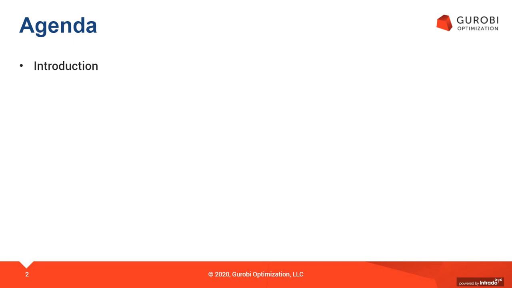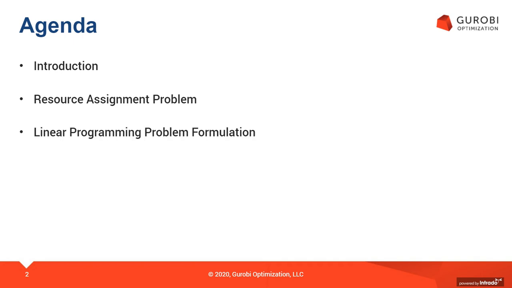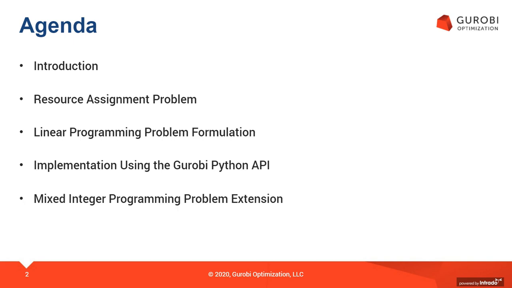Let me give a brief outline of what I'm going to cover during this webinar. I will start with an introduction of mathematical optimization. Then I will describe a problem that is called the resource assignment problem. Then I will explain how this resource assignment problem can be formulated as a linear programming problem. Then I will explain how the linear programming problem formulation of the resource assignment problem can be implemented using the Gurobi Python API. And then I will make an extension of the resource assignment problem, but to really address this extension, we will need to use a mixed integer programming problem formulation. Then I will summarize what we have covered during this webinar.